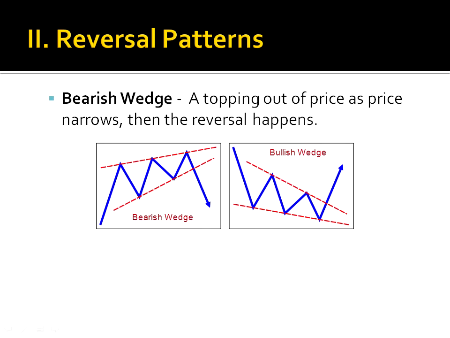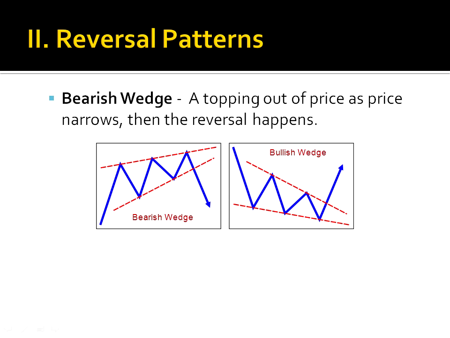Here's an example of both a bearish and a bullish wedge. The bearish wedge, we've got a topping out of price as price narrows, and then the reversal happens. So you take a look across the top of the bearish wedge. Price moves up, and then it starts kind of zigzagging sideways. The top of the market, though, is making very slightly higher highs, but it's not dramatic, where the lows that are being made by the zigzag sideways motion are a little bit higher. Each low is higher and higher at a more dramatic angle than the top, and it forms a pinching formation.